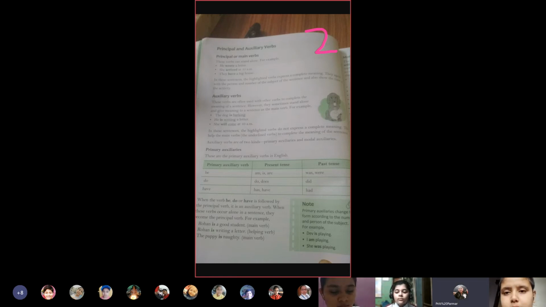Like if you see the example, Rohan is a good student. Now in this, is is working as a main verb. But then, Rohan is writing a letter. Now here is is acting as a helping verb, and the main verb will be writing. So in this connection, we know that auxiliaries are of two kinds. Primary, that is the basic, the main, and the others are the modal auxiliaries. And you are supposed to know these certain words. You have to learn these certain words.